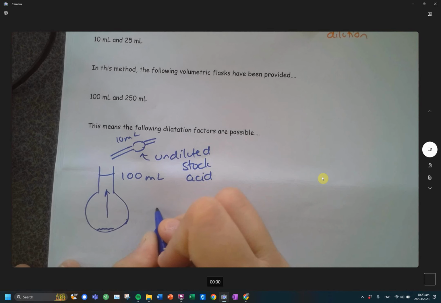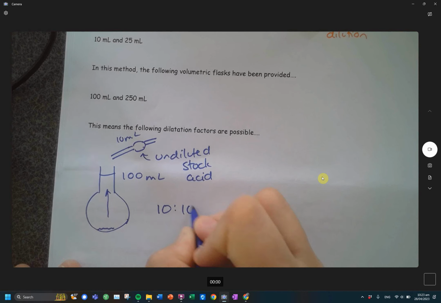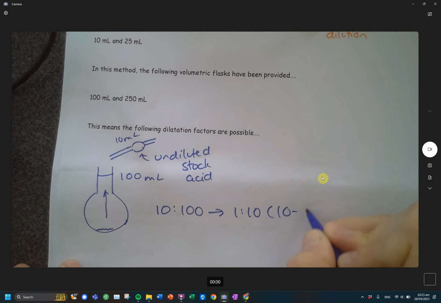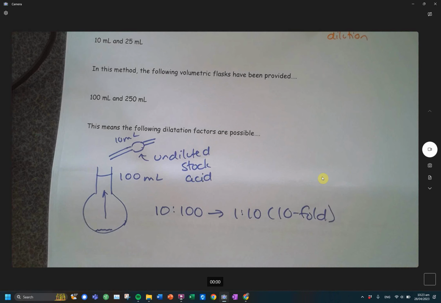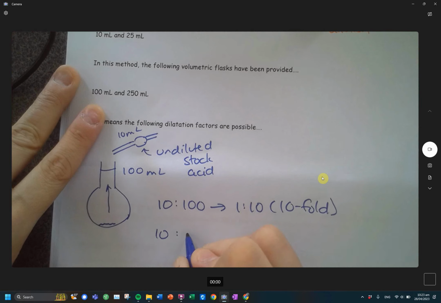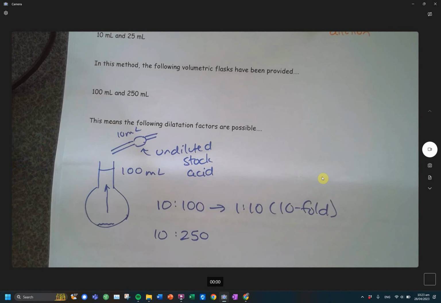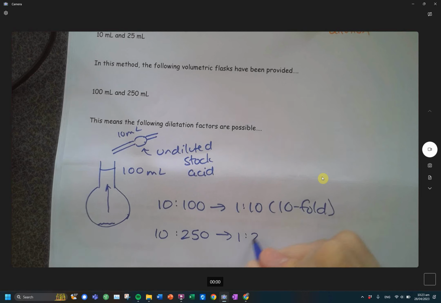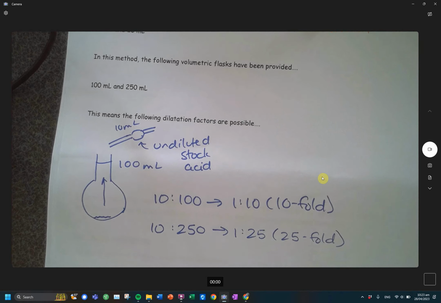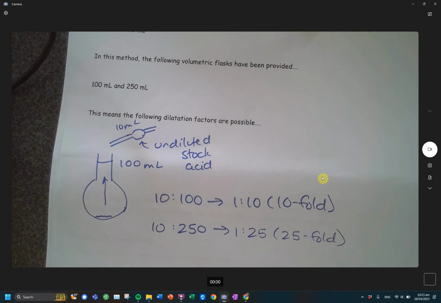So we are thinking about our dilution factor. If I take a 10 ml pipette into a 100 ml flask, that's a 1 in 10 dilution, so that's a 10-fold. So I'm just creating a list of all my possible options. My next combination is, let's say I take a 10 ml and I put it into a 250 milliliter flask. I will be diluting my stock 25-fold. So 1 part acid, 24 parts water.